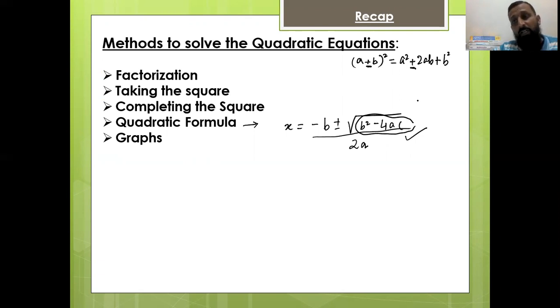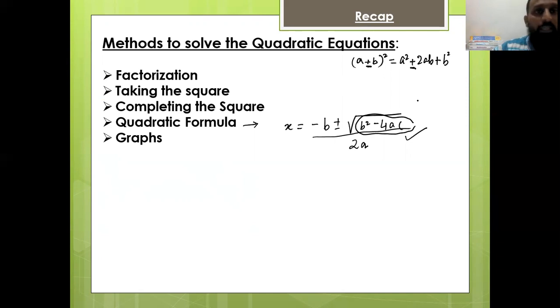For now, we are just focusing on these four methods: the factorization method, taking square root method, completing the square method, and quadratic formula method. The graphical method, right now, we are not doing it. We're going to do it later on when we do the chapter of graph. In that chapter, we will practice solving quadratic equations by graphical method. So for now, just hold this down. We'll do it very soon.